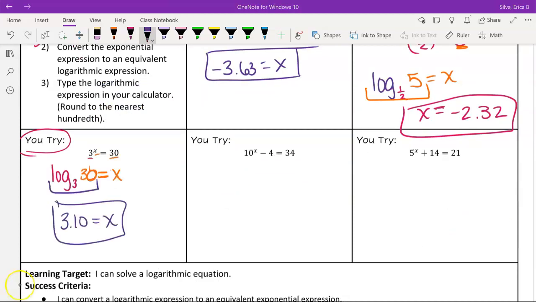Go ahead and try the first You Try, pause the video, and then come back and check your answer. All right, check your answer. Now go ahead and pause the video again and try the second You Try. We're going to do this part together, so hold on for the answer.